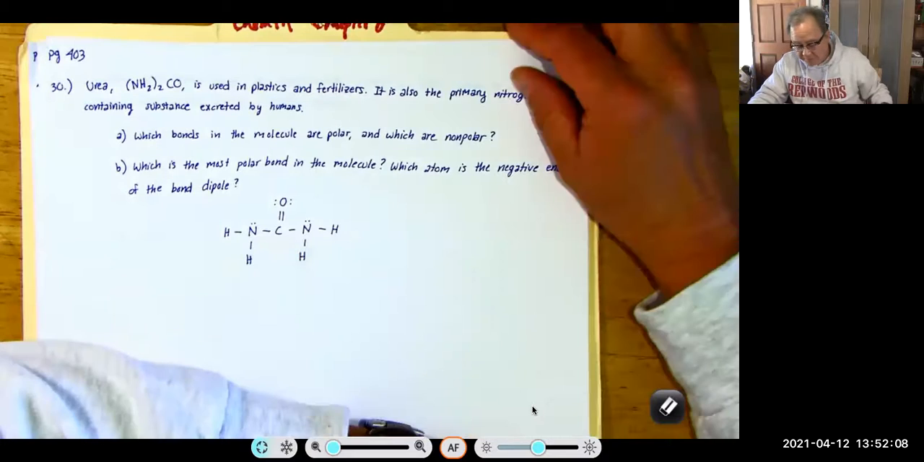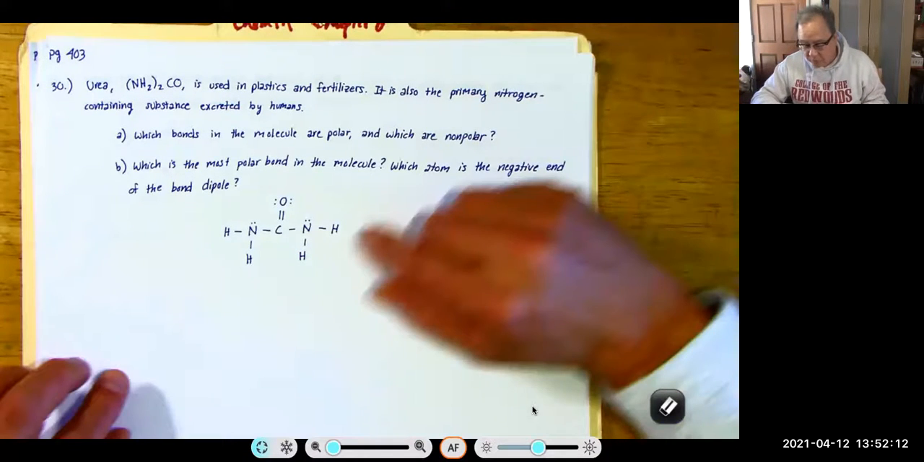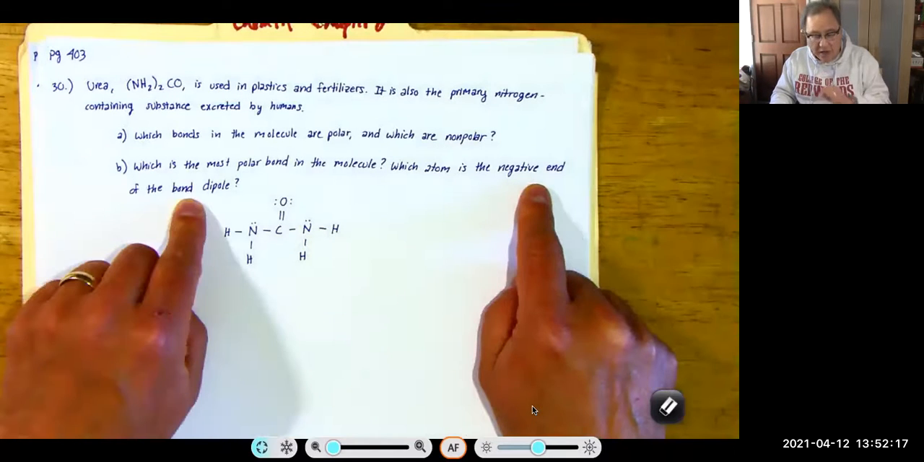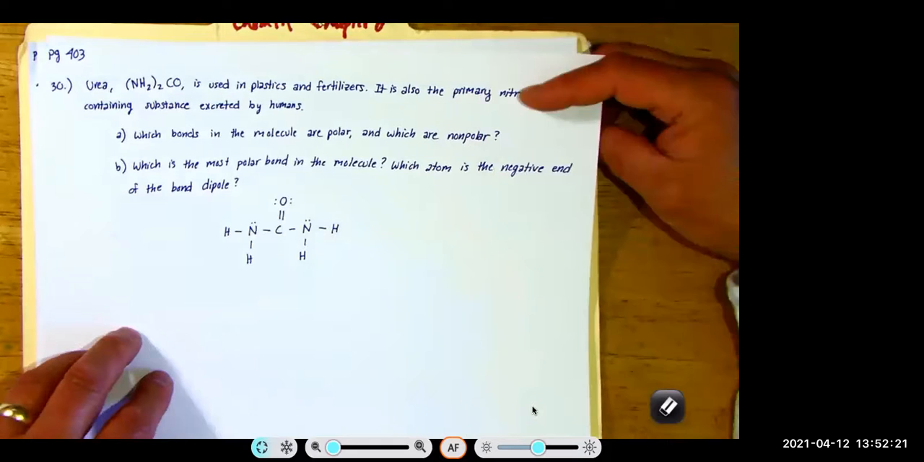Okay, so for the most polar bond, which is the carbon-oxygen, which atom is the negative end of the bond dipole? Oxygen. Why? More electronegative.